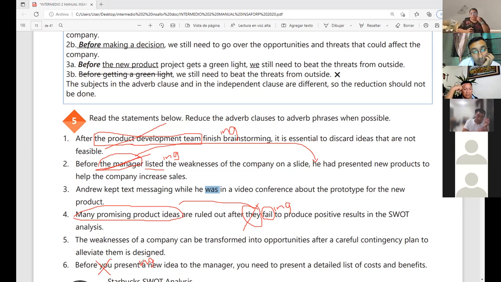Okay, so the first rule is, remember, we need to identify the two subjects. Tenemos que identificar los dos sujetos. Si los dos sujetos son el mismo, vamos a eliminar el sujeto que esté después de, por ejemplo, after, before, while. Okay, y vamos a agregarle ing al verbo.